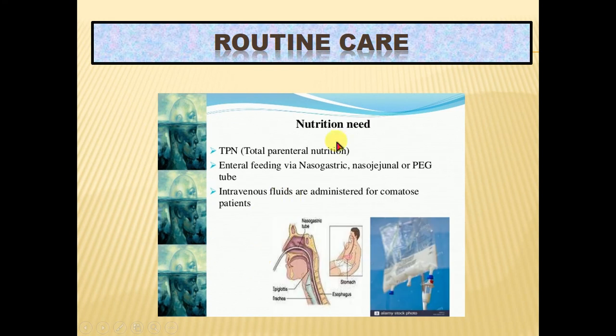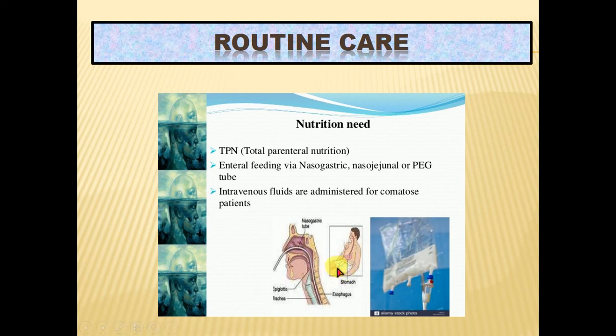Okay. Nutritional needs: TPN, total parenteral nutrition. Enteral feeding can be given through a nasogastric, nasojejunal, or a PEG tube. What is PEG? Percutaneous endoscopic gastrostomy tube. It is a flexible feeding tube which is placed through the abdominal wall and goes directly into the stomach. So, this is a PEG tube.